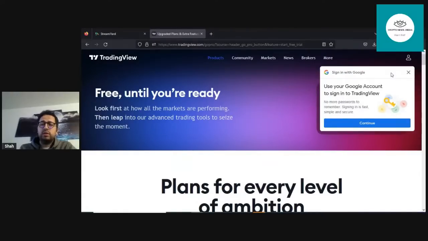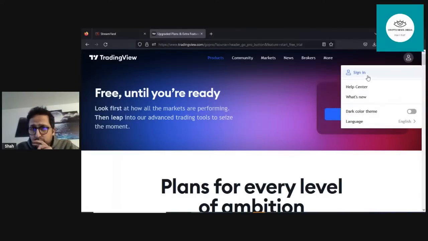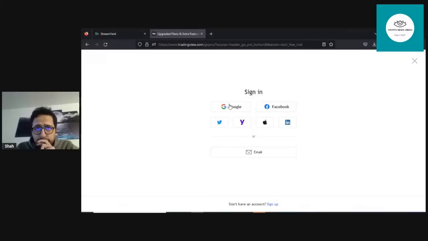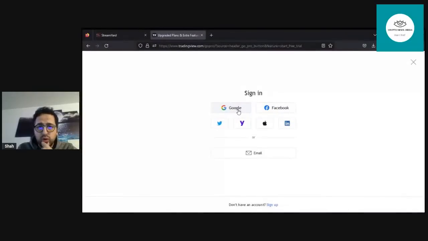Whether we are talking about indicators, plugins, alerts, anything that you're looking for, most probably it would be built for TradingView. And I think it's better to use something that is popular because it has a huge community behind it rather than going for something that is not so popular. Okay, so click on sign in. Even if you have not signed up, you can click on sign up and use your Google account and just go ahead with it.